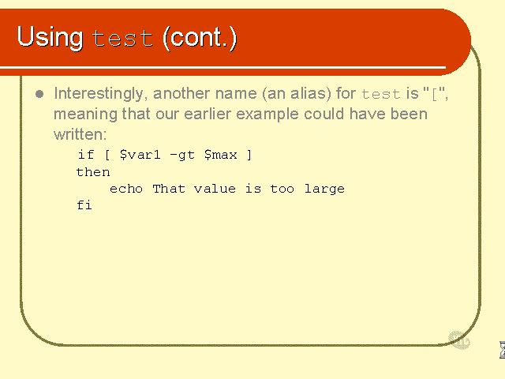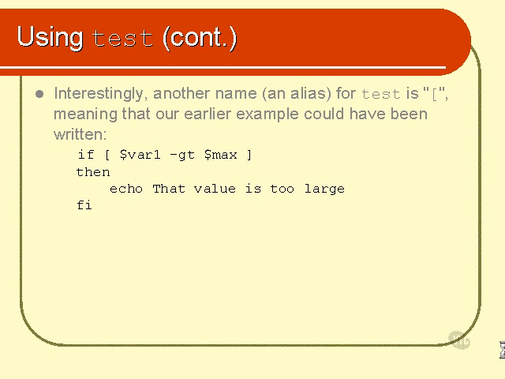And that's one of the curious features of the test program. If you use the alias of the open square bracket, then test will actually give you a syntax error if you forget to put in the closed square bracket. But if you just use the regular word test, then you don't need the closed square bracket. Let's just check that that actually works.